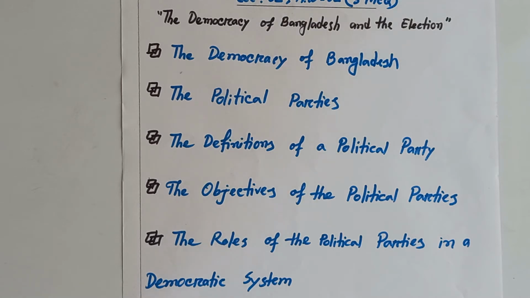Number four, to assume power through a systematic legal election process for the fixed tenure and to establish political dominance on others. A political party will form a government or take the power in a systematic way. Okay. So these are the objectives. Now the roles of political parties in a democratic system. In a democracy or in a democratic system, what are the roles of political parties?